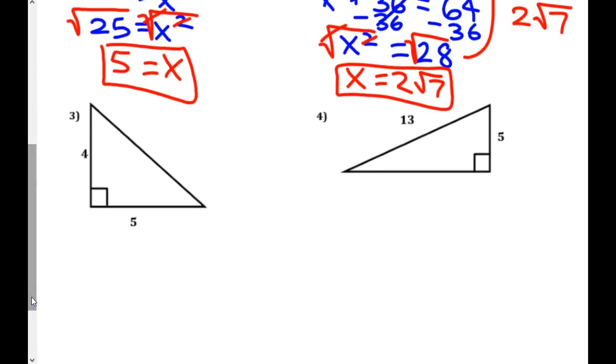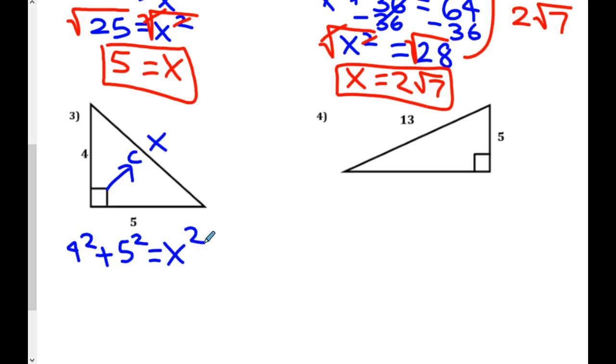Okay, number 3, across from the 90 is my C. I'm missing C, so I'm going to set up my equation. Now I'm going to skip the first step where I write a squared plus b squared equals c squared, because by now, hopefully we know it, right? So a squared is 4 squared plus b squared is 5 squared equals c squared is x squared.